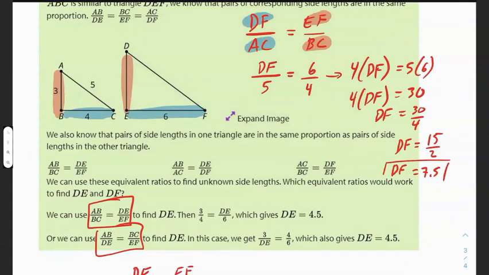Now notice my proportionality statement is a little different compared to the other two that they give us. The reason I put mine the way I put mine is because DE is in the top left, so that when I just cross multiply, I already get DE off to the left-hand side, just like how DF stays on the left side all the way down. So that's just one of the reasons I do my proportionality statements in such a way.